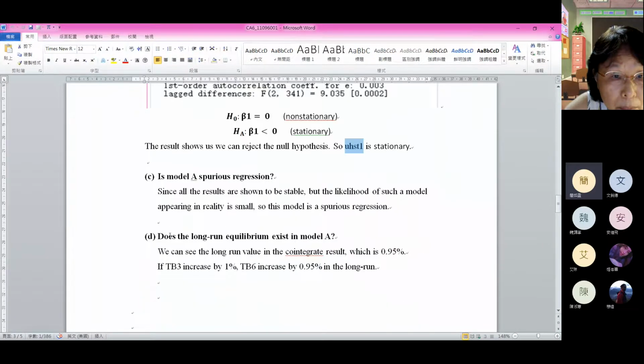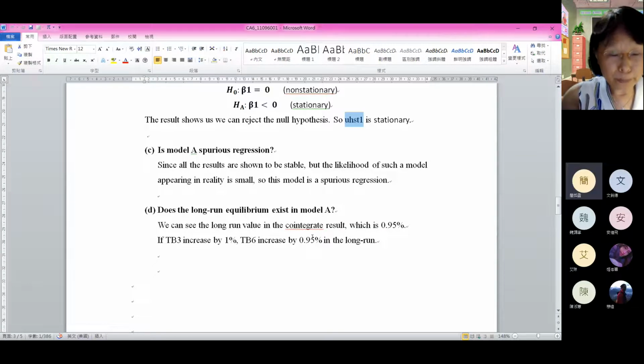And the D part is the long run equilibrium in model A. Equilibrium exists in model A. So we can see the long run value in the cointegration result, which is 0.95. If TB3 increases by 1%, TB6 will increase by 0.95% in the long run.